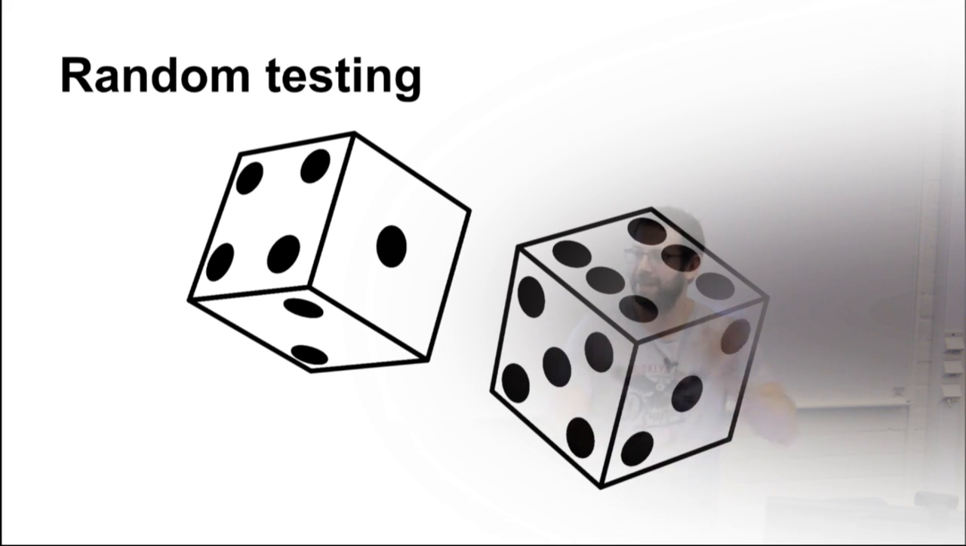Like a monkey banging on the keyboard. And if the system breaks, then we've found a bug. Nice. Could be a bit smarter than that. Could be that we devise the randomness so that we're creating not completely random input. If you have a user authentication system, we're actually creating random users with random usernames and random passwords. And if the system crashes, then we know.